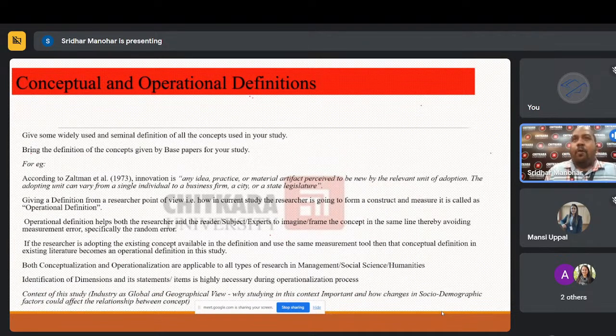A very important part of your introduction is both the conceptual and operational definition. The conceptual definition is the widely accepted definition in that particular domain. Suppose you are bringing a couple of concepts into your research; you have to explain briefly how people have accepted that concept in the domain. That is conceptualization. The second is what specific components of that concept you are going to consider in your study to test and validate it. That becomes your operational definition.